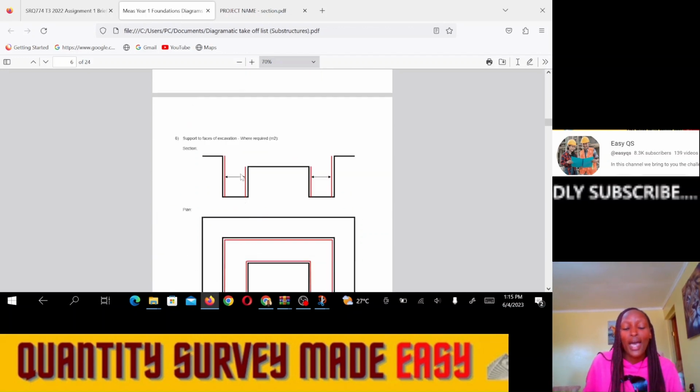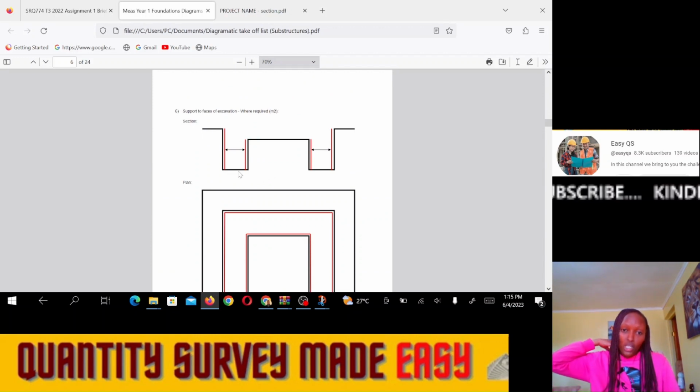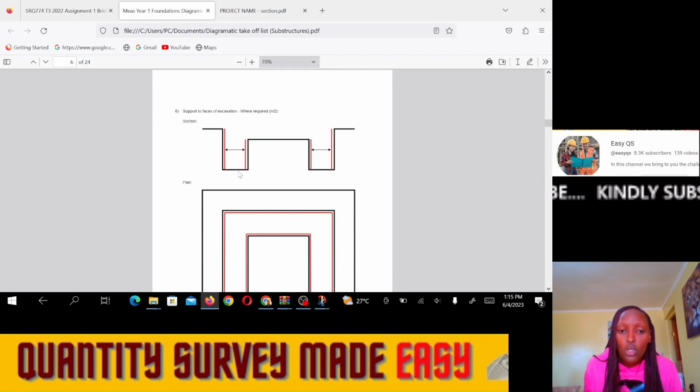All right, the next item is the support to the faces of the excavations. How do we measure the support to the faces of the excavation? Remember, we support the walls, but we compact the floors of the trenches. So how do we support the faces? In this diagram, you are shown very well how we support the faces of the excavation. For the outer walls, we support from the ground level to the bottom of the trench. For the inner walls, we support from the reduced level down to the bottom of the trench.